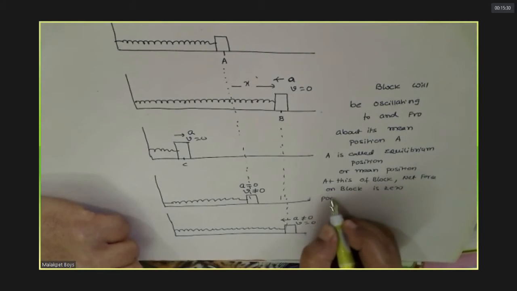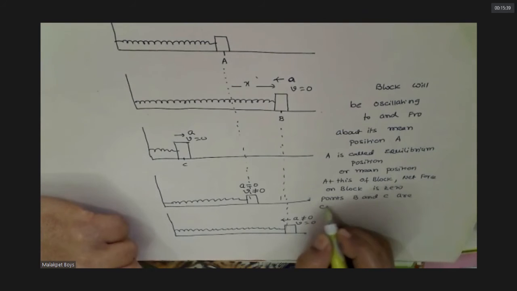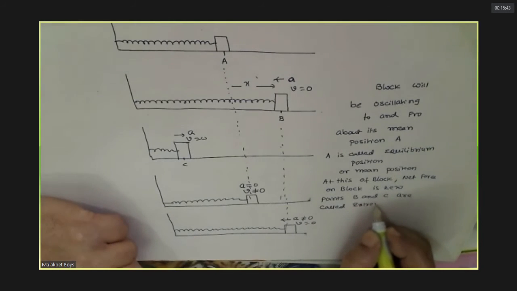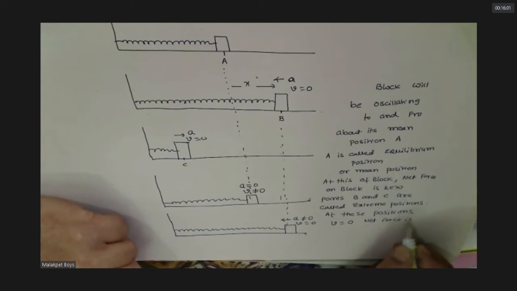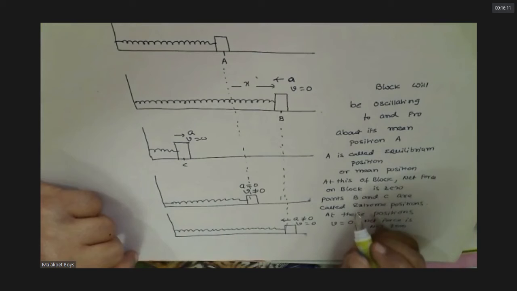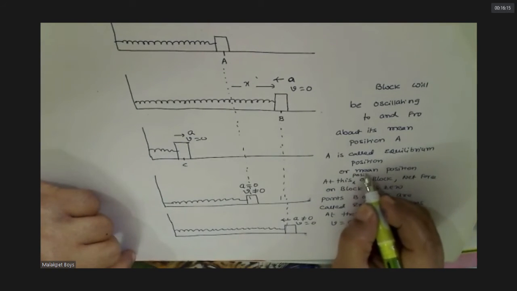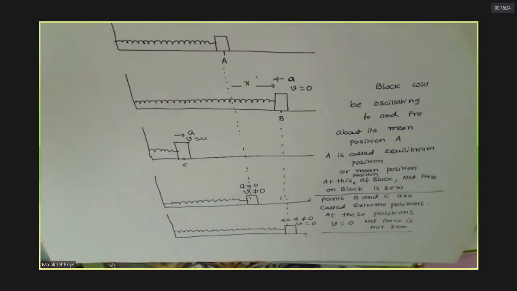Okay. Points B and C, what are these called? Extreme positions. At these positions, what is 0? Velocity is 0. Understood this? Clear? You remember that: extreme position, maximum extension of the spring. There the velocity is 0.